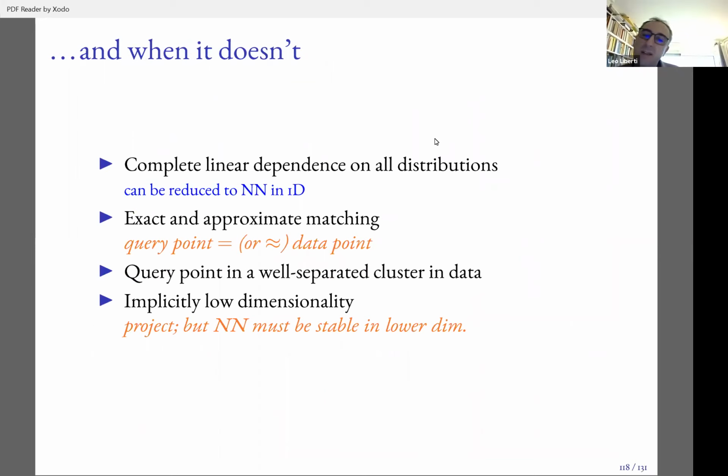There are also cases where it doesn't apply. You can see that these are quite evident cases, complete linear dependence on all distributions. And then, of course, the dimension is not 1 billion or 15, but just 1. Also, if the query point is approximately the data point, then it doesn't apply. Anyway, implicitly low dimensionality, order. So in these cases, it may not apply.